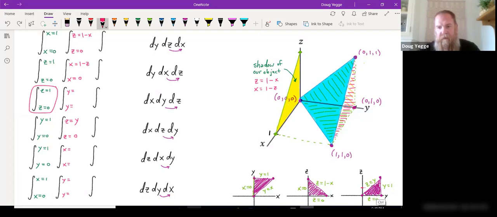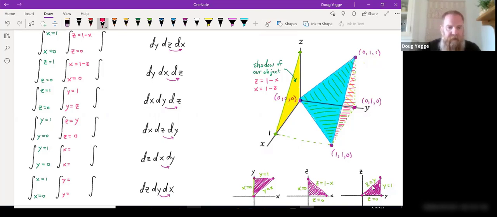And so we know that this is going to be from y equals, where are we at? Here. This is going to change from y equals z out to y equals 1.